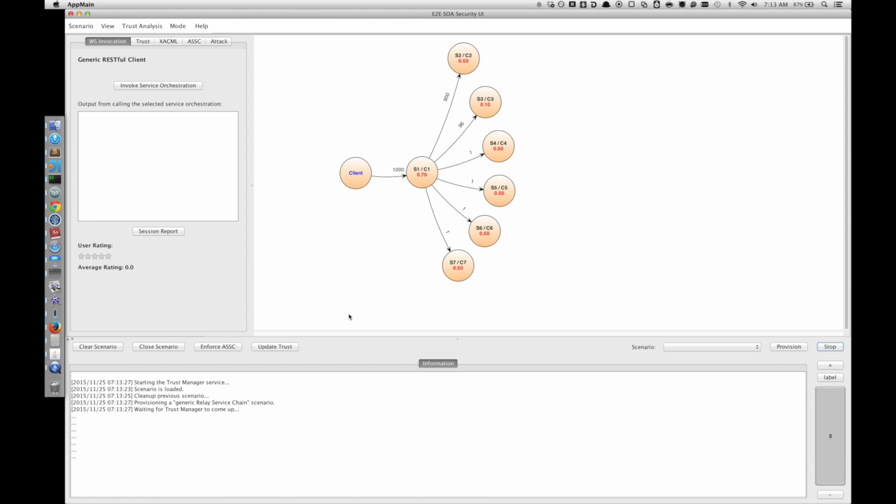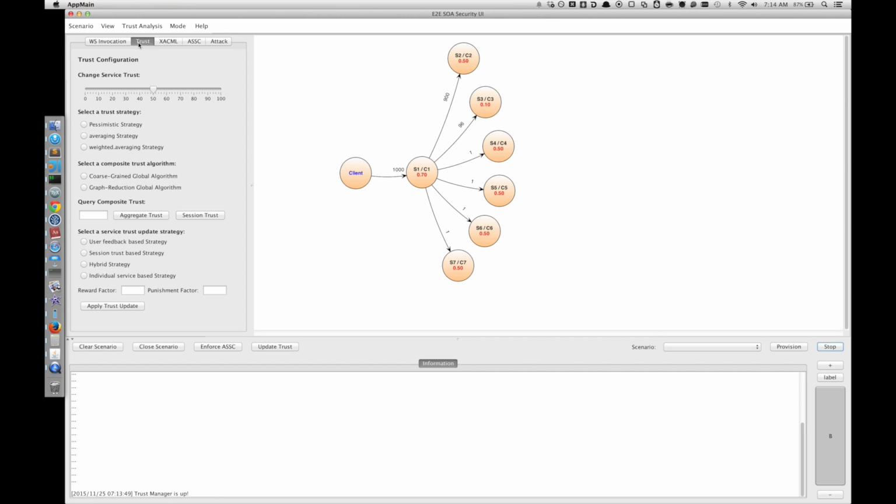It shows a snapshot of an application in which S1 so far has been called 1,000 times, and S1 has called S2 900 times, and so on. One of the features of this UI is that it's extremely flexible, and we can save any arbitrary snapshot of the execution of the SOA application, and later on we can load and start from there, start executing and experimenting from that point.